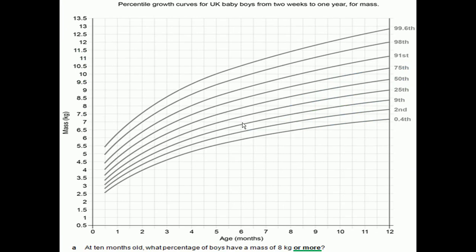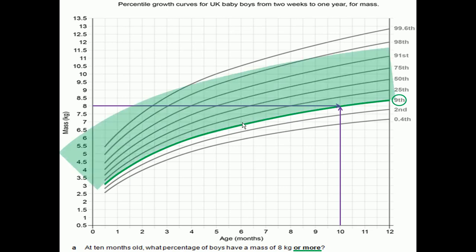Sometimes the question might ask, what is the mass or more than that mass? So in this case, it would be 100 minus the percentile curve number. For instance, at 10 months old, what percentage of boys have a mass of 8 kilograms or more? So you look at 10 months old, here's 8 kilograms, and this is on the 9th percentile curve. This means that 9% of babies have a mass of 8 kilograms or less. So here the question is asking, what is the percentage of 8 kilograms or more? So 100 minus the 9, that's 91% of babies have a mass of 8 kilograms or more.